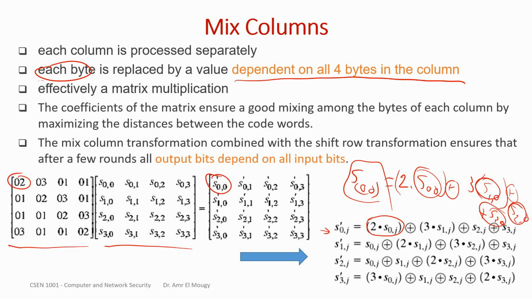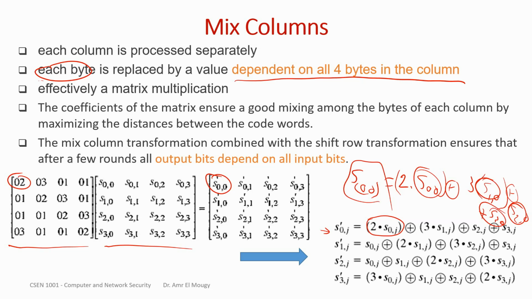If you remember when we were talking about diffusion, we said that the goal of diffusion is to dissipate the statistical structures of the plain text. This is exactly what is happening here. We are taking each byte in the plain text, or in the input to mixed columns, and replacing it by a value that is dependent on all the 4 bytes in the column. So the output is not dependent on a single cell in the state matrix, but on an entire column.